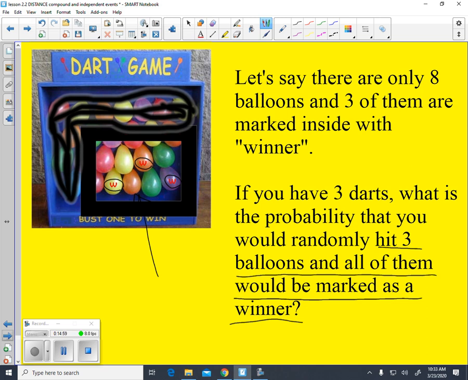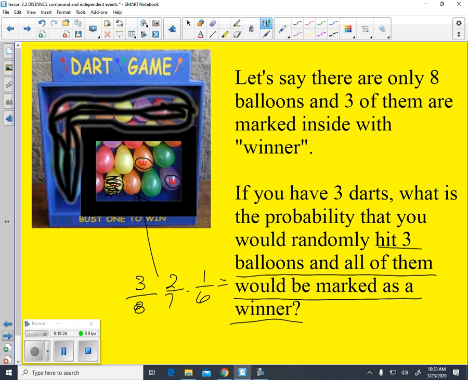Okay, so let's think about it. Let's throw the first balloon. How many balloons are there? Okay, how many of those are winners? So the probability of getting a winner is 3 out of 8, right? So let's assume we throw and we pop a winner. What's the probability of getting a winner now? Okay, and then a winner on the third one.